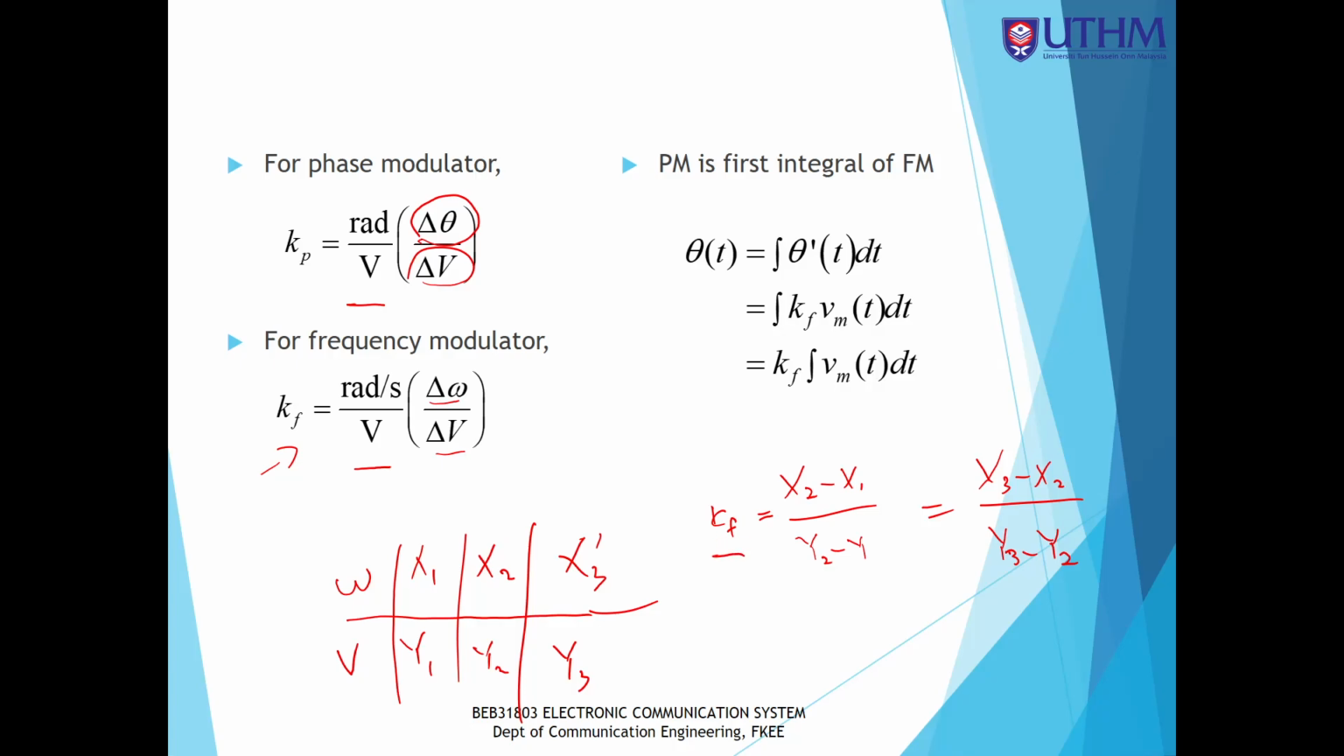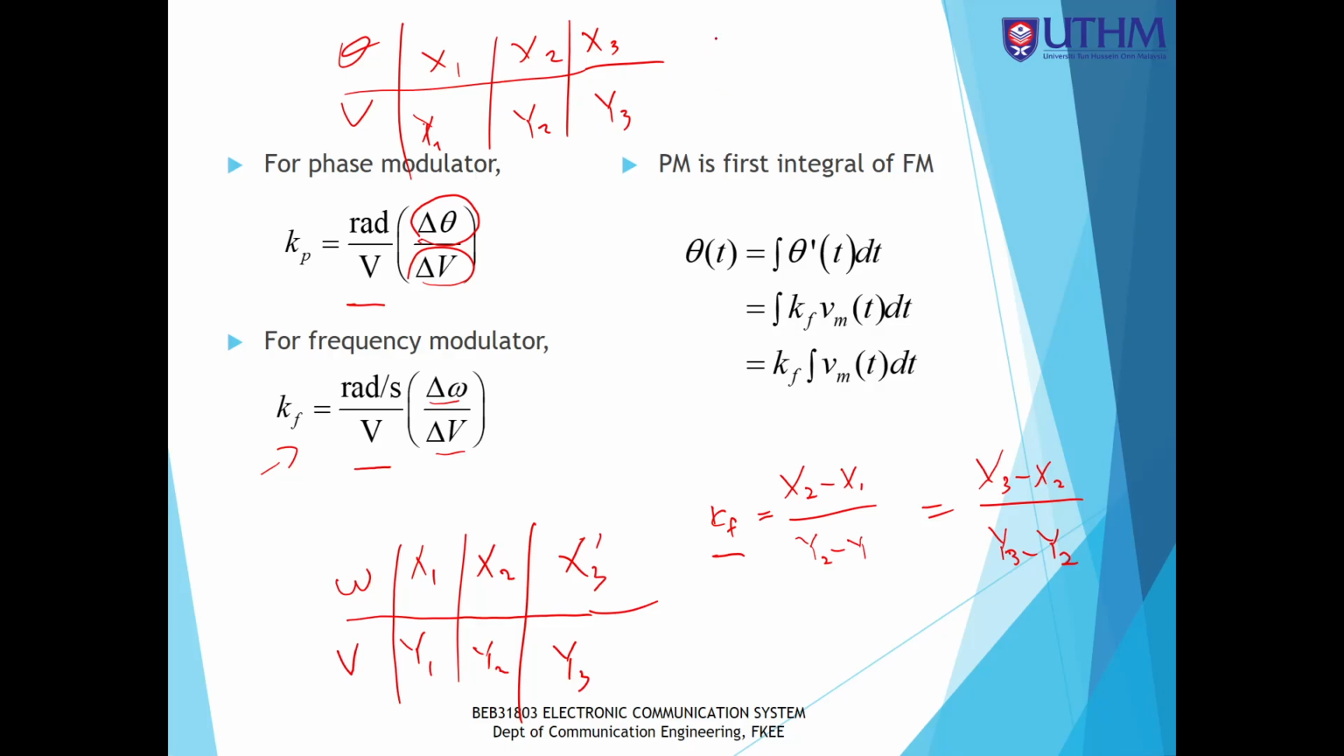Or maybe Kp, if you are given it in terms of theta. So theta, for example, and also the voltage. So this is x1, x2, x3, similar, y1, y2, y3.